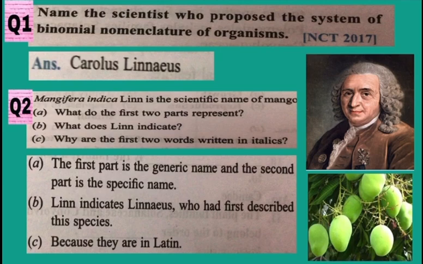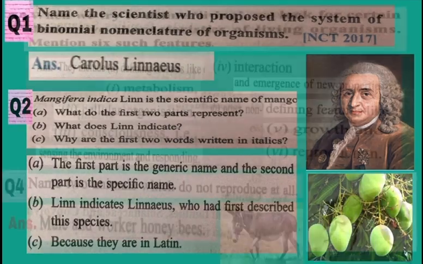So it is taken from the name of the scientist. Part C of the question: Why are the first two words written in italics? Because these two words are in Latin. So remember, biological names are generally in Latin.